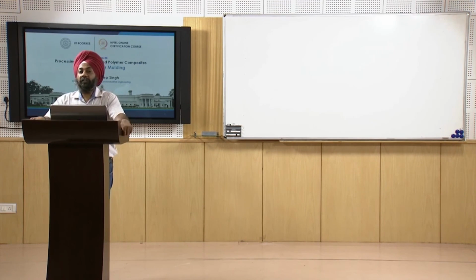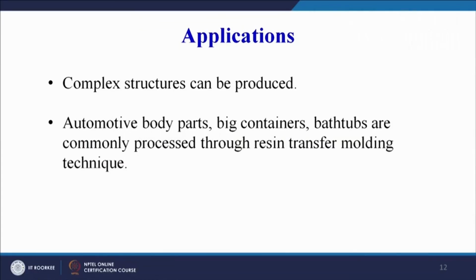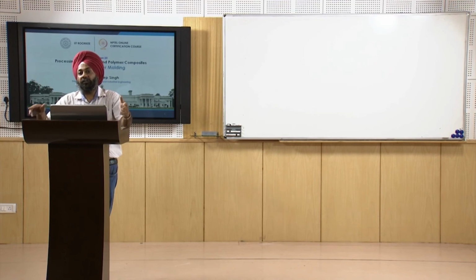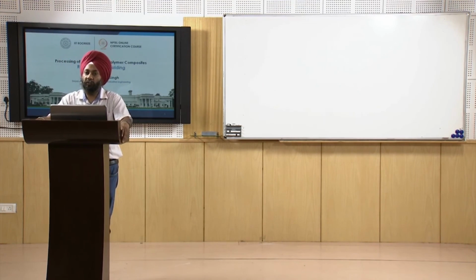Now what can be the applications of this whole process? One thing, as we have seen in the advantages, is that complex structures can be produced. The main applications are automotive body parts, big containers, and bathtubs, which are commonly processed through the resin transfer molding technique. All of us may be having bathtubs in our washroom. Those types of components or products can easily be made using the resin transfer molding process.